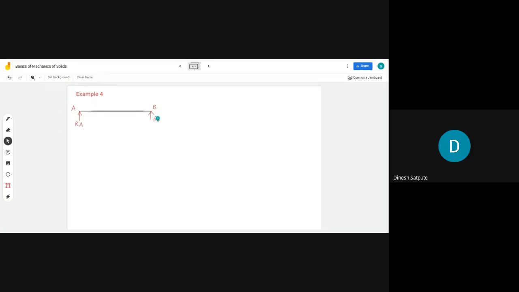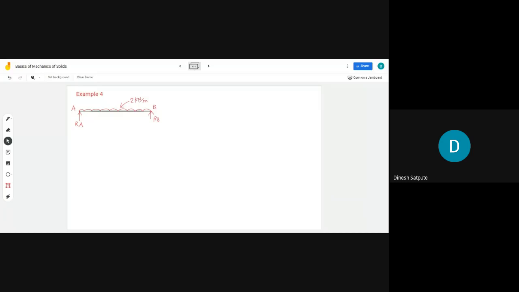And let us say the beam is subjected to a uniformly distributed load over its complete span, correct? And the intensity of the UDL is, say, 2 kilonewton per meter. The UDL is always indicated or specified like this: 2 kilonewton per meter. This is the intensity of the UDL.